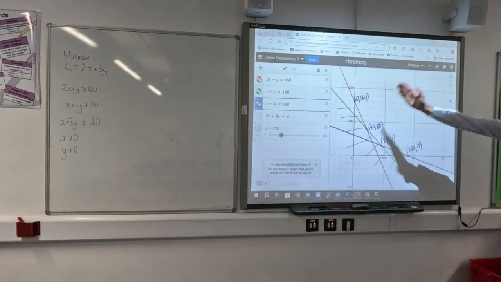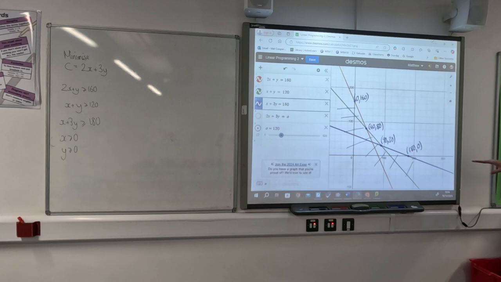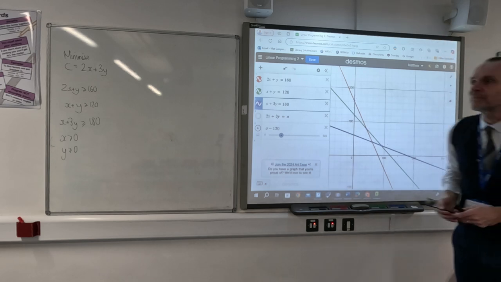And we could still use the vertex method. This is why I'm always a bit, I'm not sure this is necessary, because I think what we've just done is by far the easiest way. But anyway, we'll do what we're told. So what we do is this.